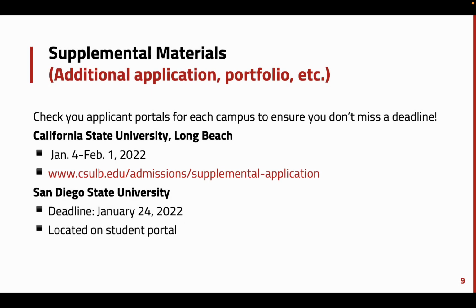Some schools may have supplemental materials, like supplemental applications or portfolios. This could depend on the campuses you're applying to, but also if you're applying to a specific major that requires additional information, like a portfolio. So again, really check your emails and your portals to understand the dates and deadlines for the specific schools that you're applying to. However, we have information on two popular schools for our OCC students.